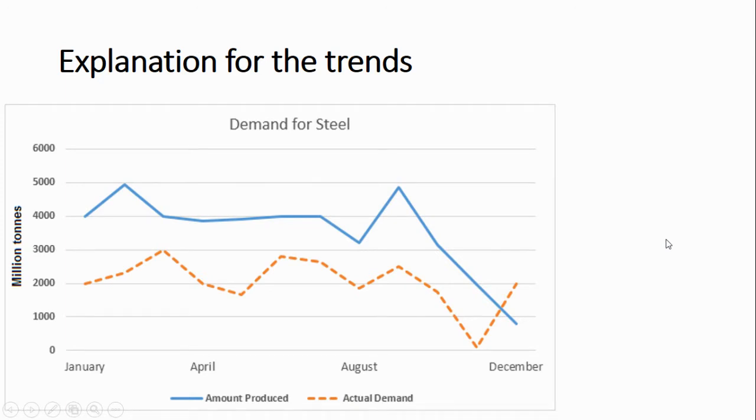And when we want to explain the trends, we need to look at the lines. The first line, the blue one, shows the amount of steel produced. And the orange one shows the actual demand for steel. So what you need to ask yourself is two questions.